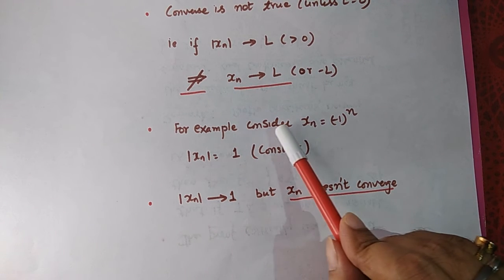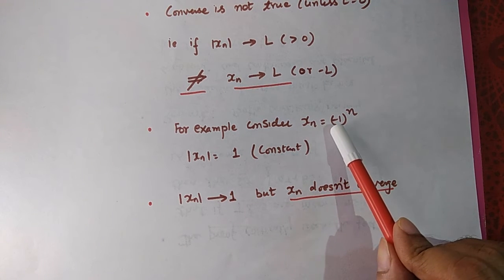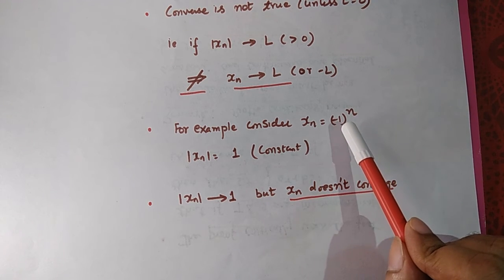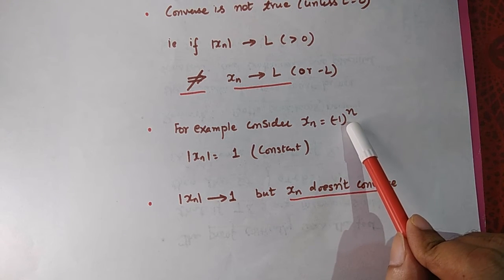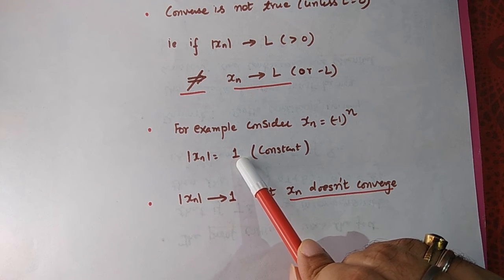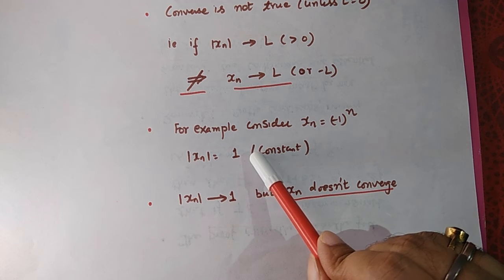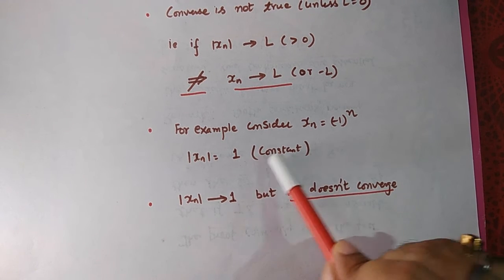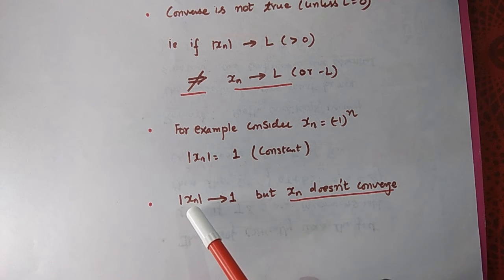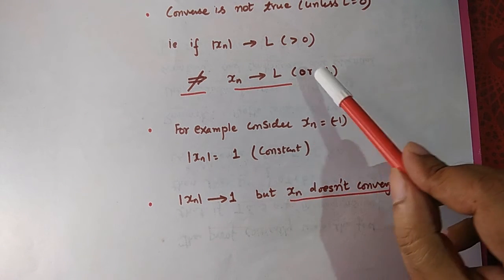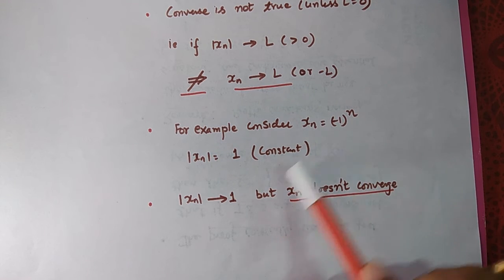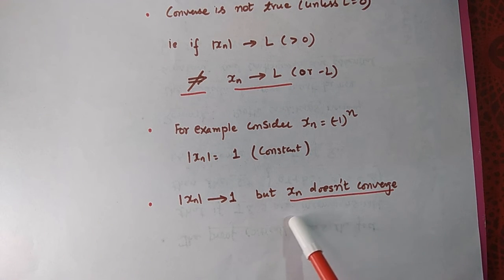As a counterexample, let us consider the sequence minus 1 to the power n. Now the terms of this sequence are 1 and minus 1 only. So mod xn is a sequence which is equal to 1 for all n, or in other words, it is the constant sequence, and hence it converges to the same constant, which is 1. However, the sequence xn, which is equal to minus 1 to the power n, does not converge, as we have just seen.